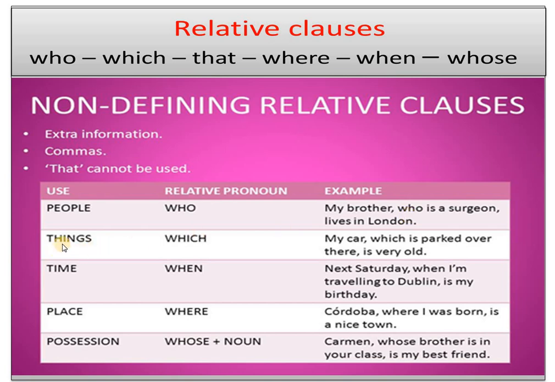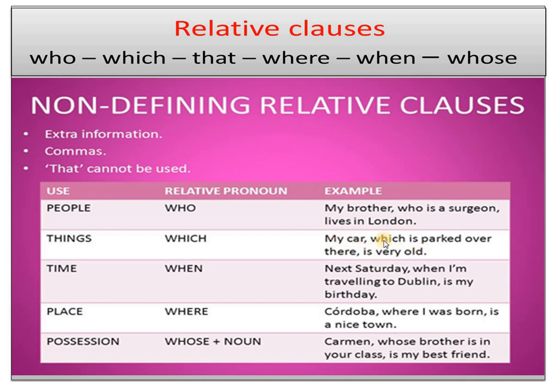Number two, about things. When we talk about things, we use which in the same way. If we understand one, we will already understand the other cases because they are similar in form. My car, which is parked over there, is very old. Also, the main sentence was as follows: my car is very old.